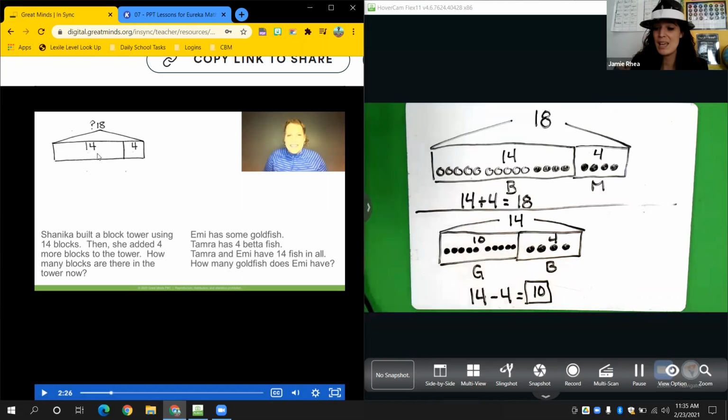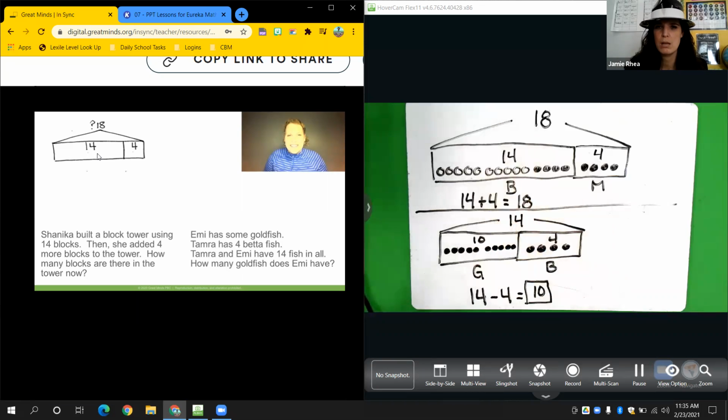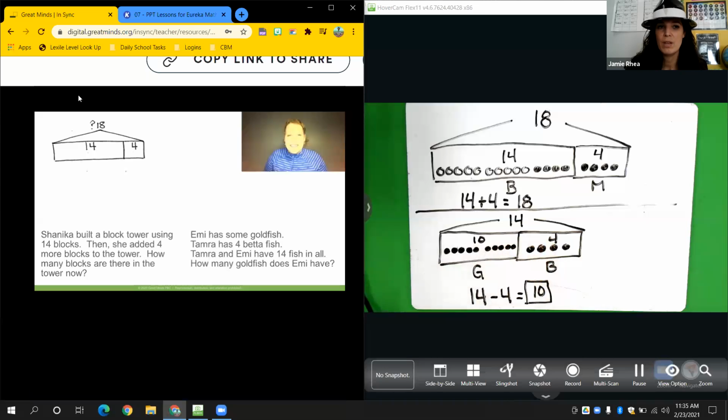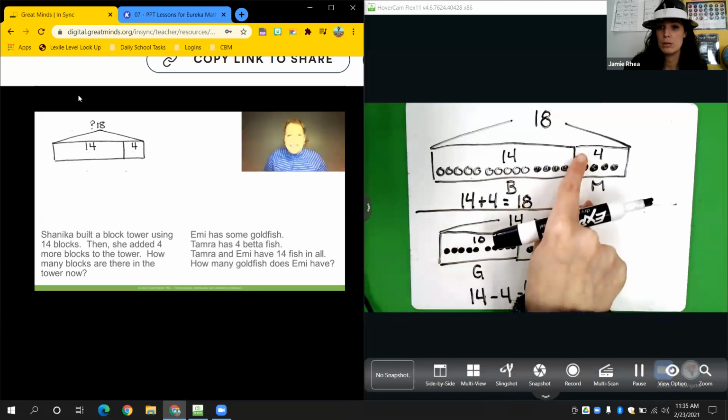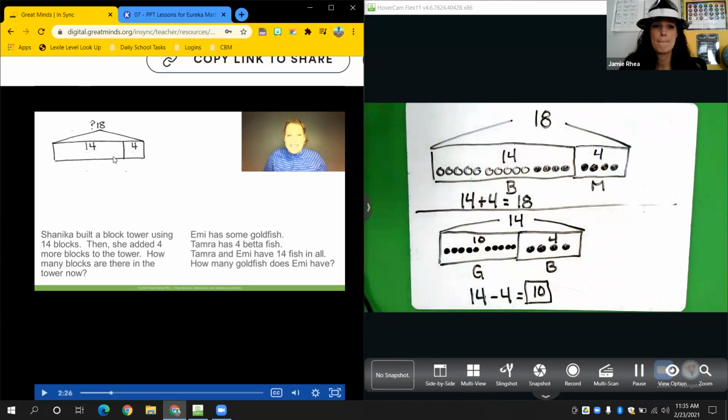Our total was 18. Well, my first one was 18, but my second one was 14. Then it has the part of 14. Well, I have 14 as a part here, but not here. And my other part was 4. Here's a 4, and here's a 4. So the first word problem is going to go with our work.